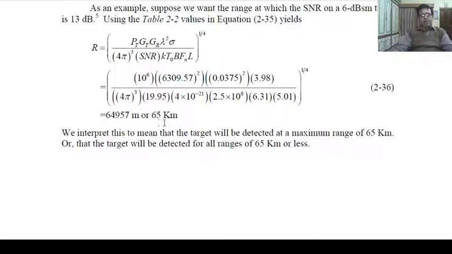and this comes to 64,957 meters, that means approximately 65 kilometers. We interpret this to mean that the target will be detected at a maximum range of approximately 65 kilometers, or that the target will be detected for all ranges of 65 kilometers or less. So we have understood the radar range equation in the last 3 lectures. Okay, thanks to all of you.